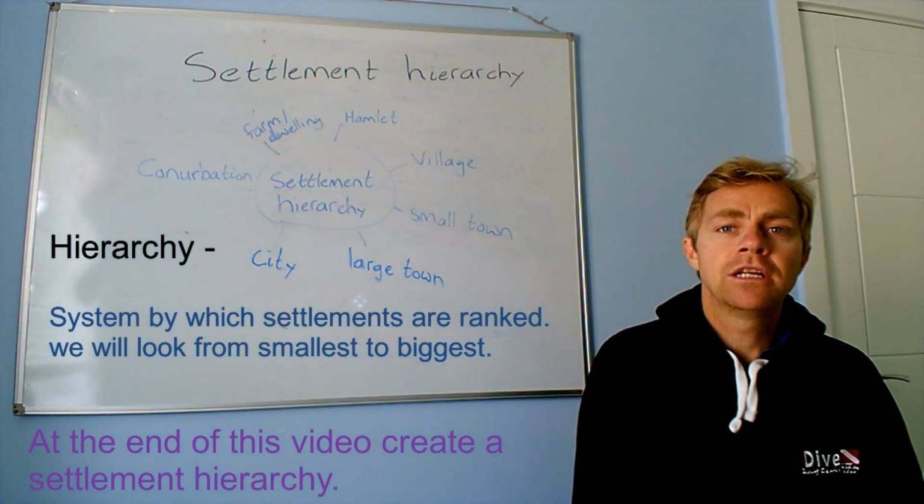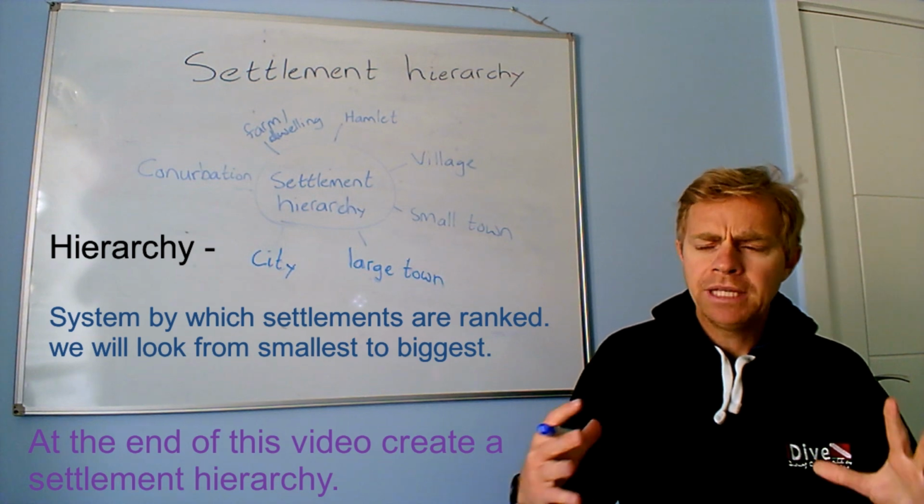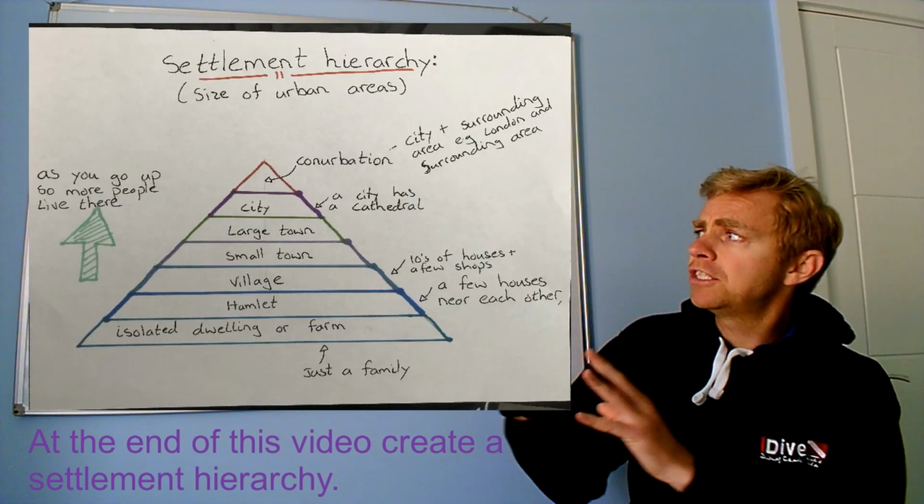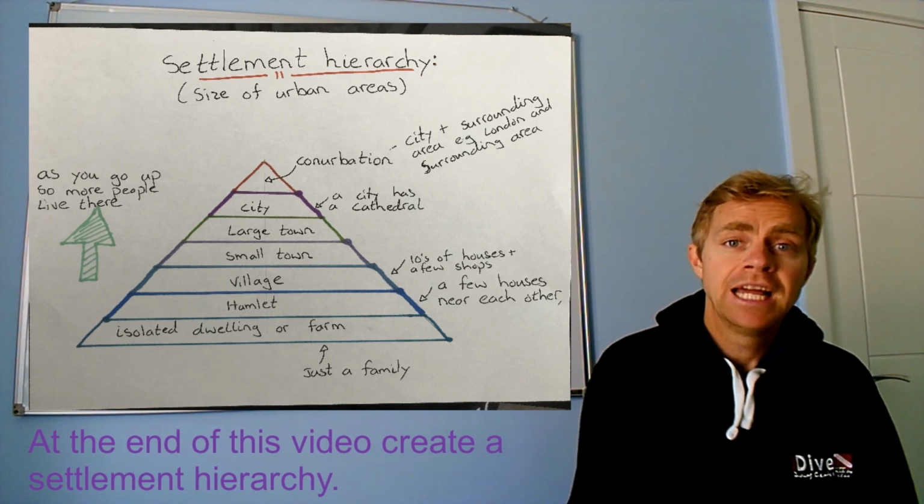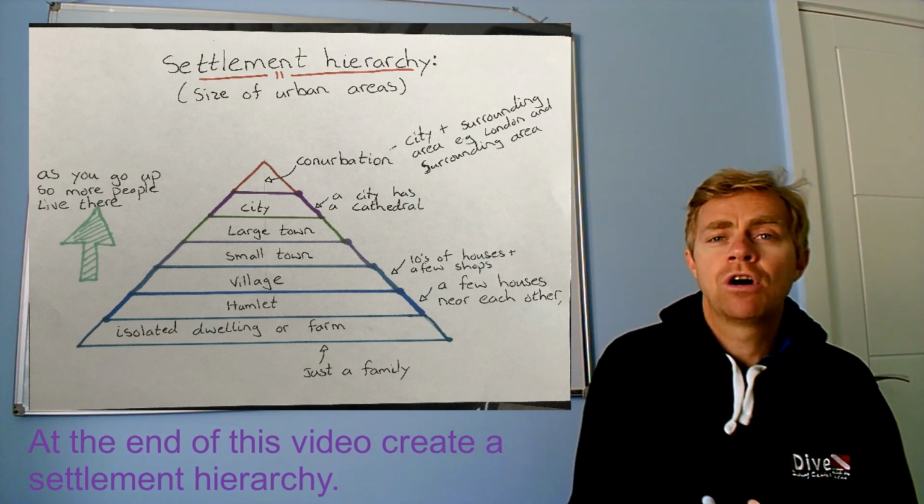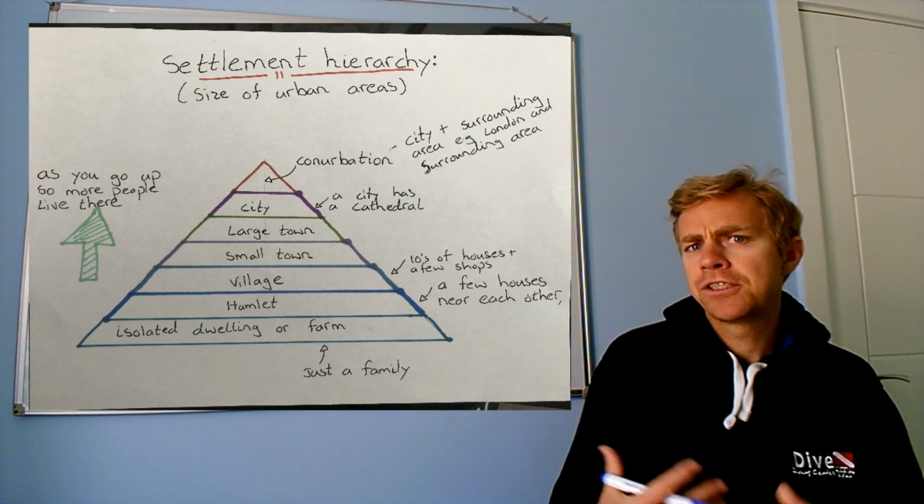Okay, so the next thing we're going to look at is settlement hierarchy. Hierarchy means the order of things. So as you can see from my picture, it's in the shape of a pyramid. At the very bottom is the smallest examples of what we'll find of an urban area, and at the very top is the biggest. So let's start at the smallest.